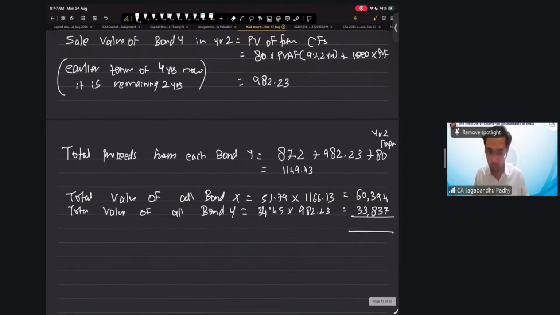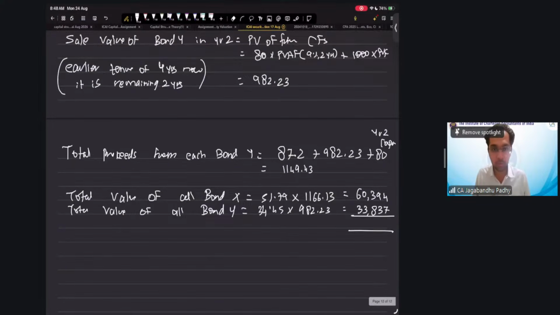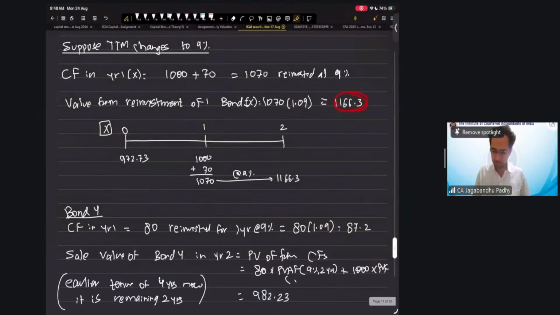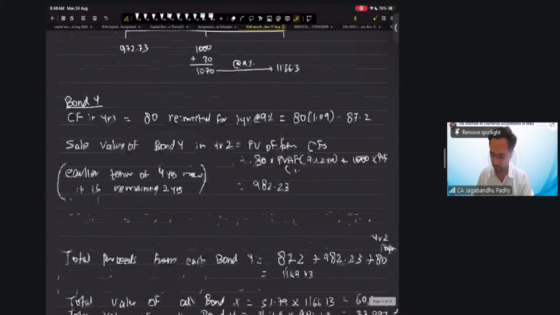Where did you get that value, 1166.13? This one over here. Bond X will be maturing in the first year, right? 1070, and you reinvest it for another year at 9%. So this is the value.